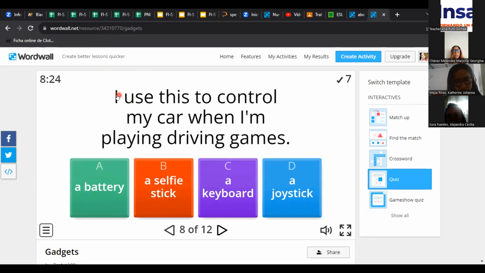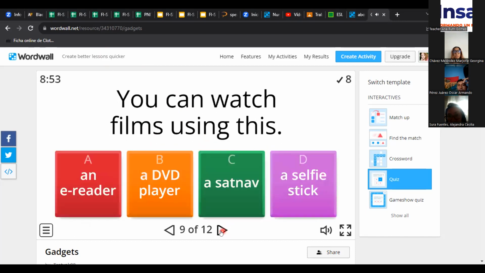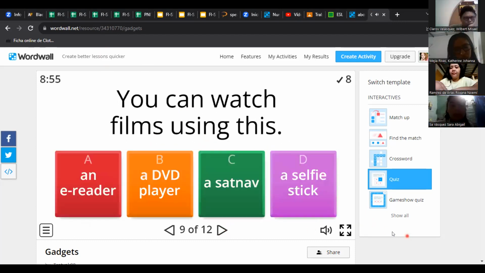Okay. Alejandro Fuentes, help me with this one, please. I use this to control my car when I'm playing driving games. Repeat this one, please. I use this to control my car when I'm playing driving games. All right. Thank you, Alejandra. So which is the answer? Letter D. It is letter D. It is a joystick. Very good. A joystick. Okay. Thank you. Thanks a lot.